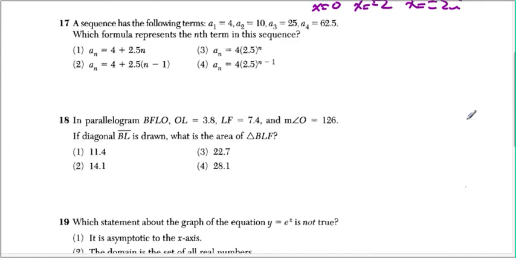Sequence following terms. Let's see what we got here. So that means that we need to find r. So r is equal to 10 over 4. So that's going to be 2.5. And we're looking at choice 4. A1 r to the n minus 1.